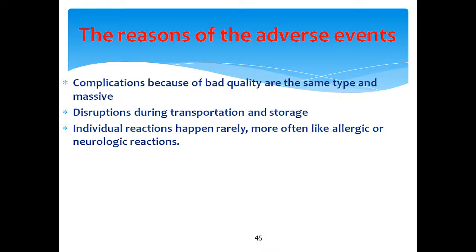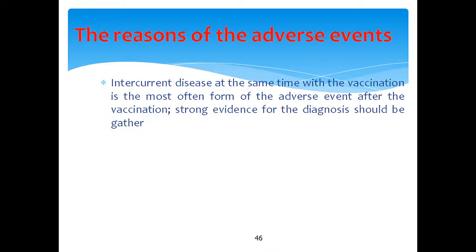The reasons for adverse events. Complications because of bad quality are of the same types as reactions. Disruption during transporting and storage. Individual reactions happen much more often, like allergic and neurologic reactions. Intercurrent disease at the same time as the vaccination is the most frequent form of adverse event after vaccination. Strong evidence for the disease diagnostics should be gathered.